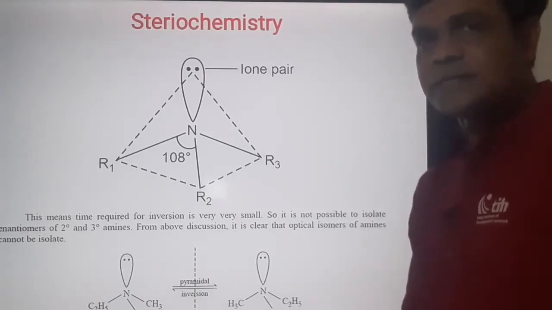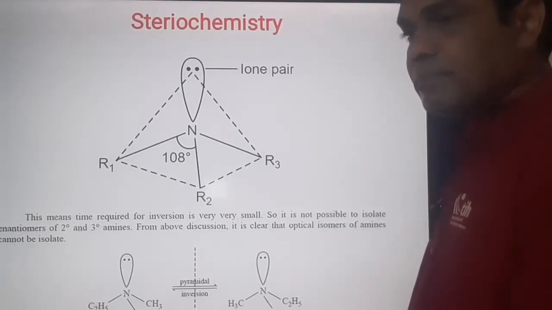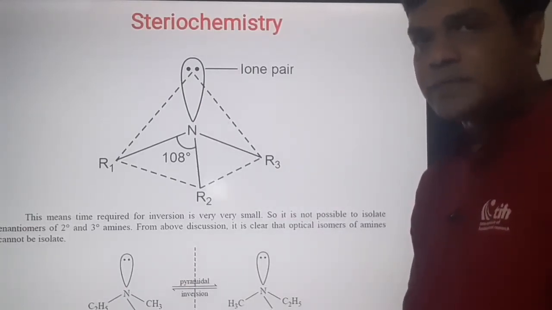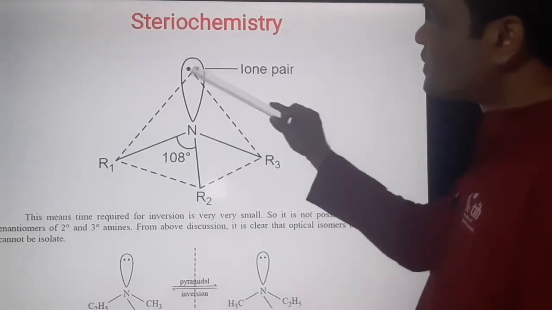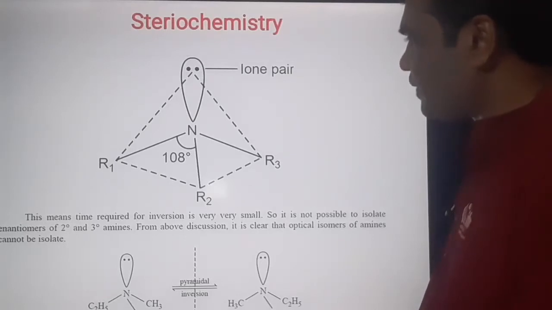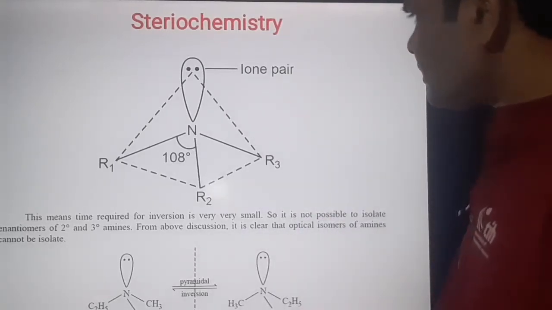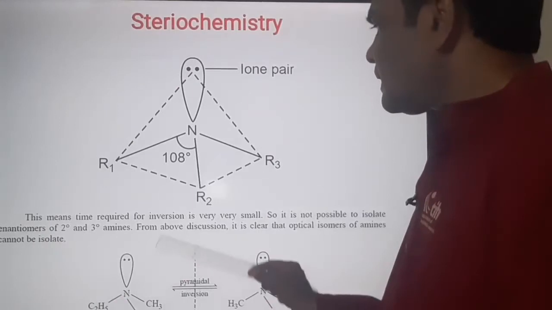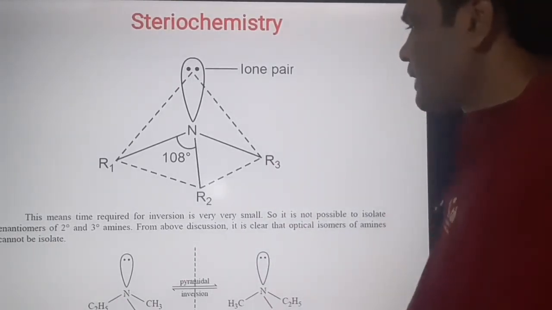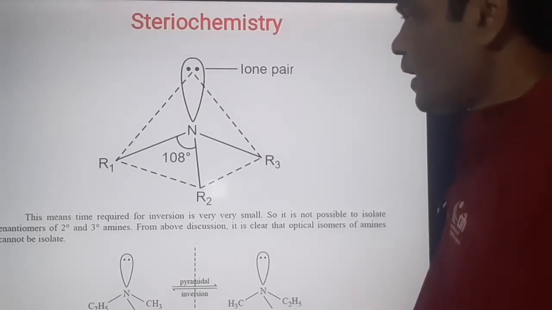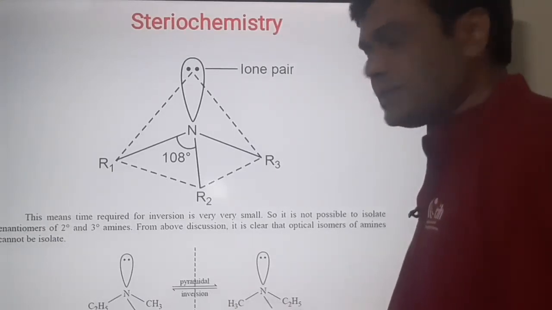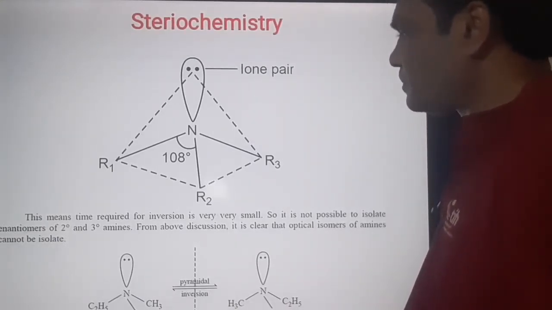Being sp3 hybridized, the bond angle should be 109 degrees 28 minutes or roughly 109.5 degrees, but due to this lone pair the bond angle is reduced to 108 degrees, remember. Okay. Pyramidal shape. Now, see here, this lone pair of electrons is not steady, it is flipping. This means the time required for this flipping, this inversion, is very, very small.